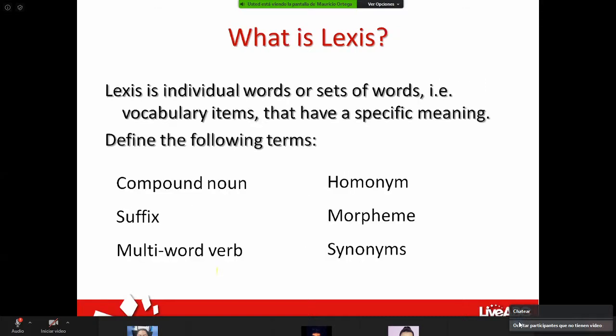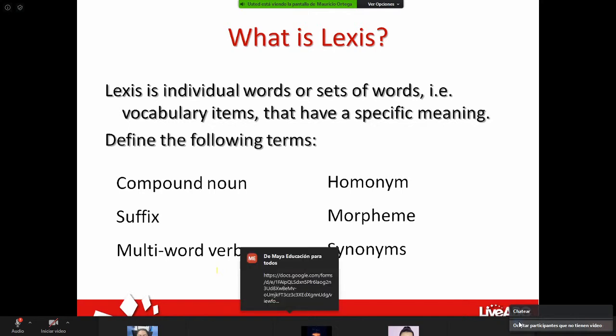So part number one is connected to lexis, and lexis is connected, sorry, to vocabulary. Yeah, you're reading here on the screen that we're talking about words or sets of words or word families that may or may not have a specific meaning. And in here we have a lot of examples. Let's have a look at the ones that we have on screen.